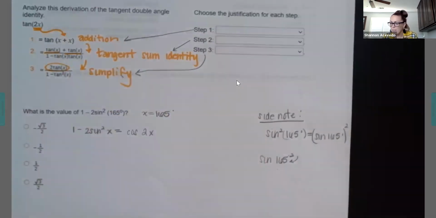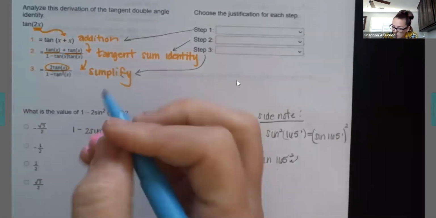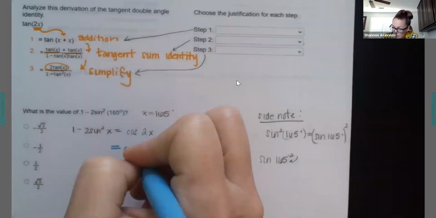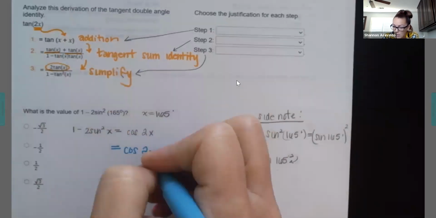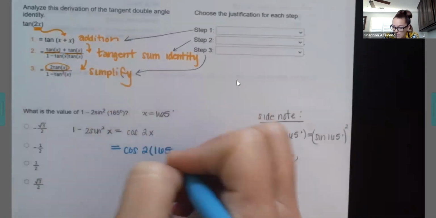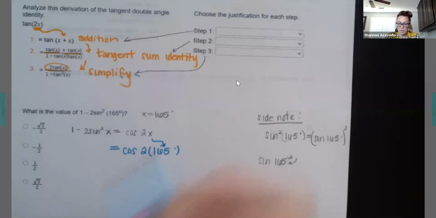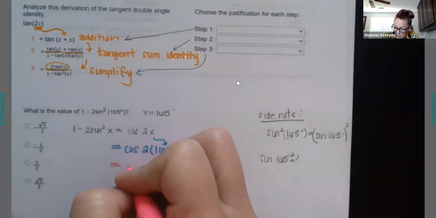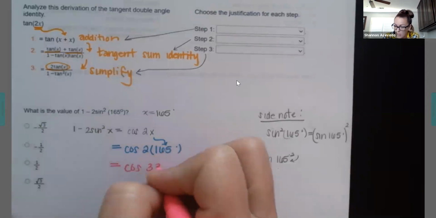Well, what does that mean? Well, that means that this is going to equal cosine of 2, and we said x is 165, so times by 165. Which means that that value is just going to be equal to cosine of 330 degrees.